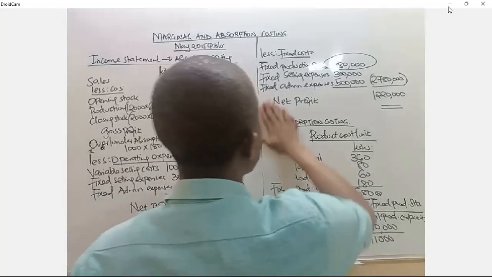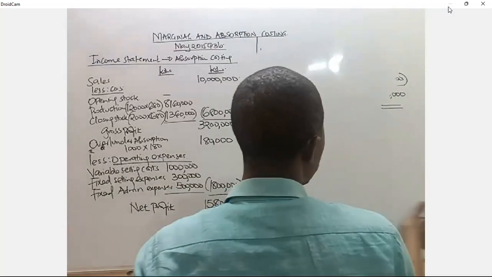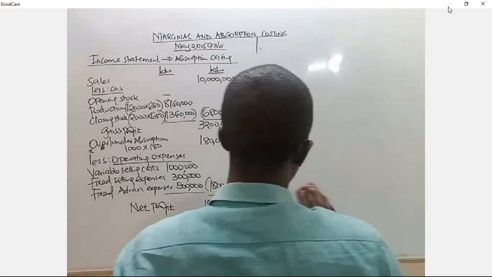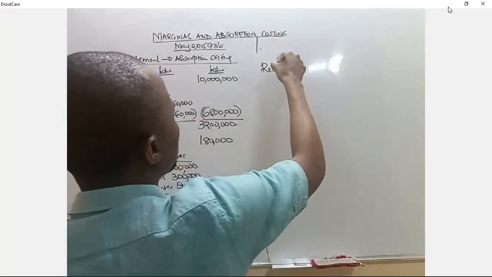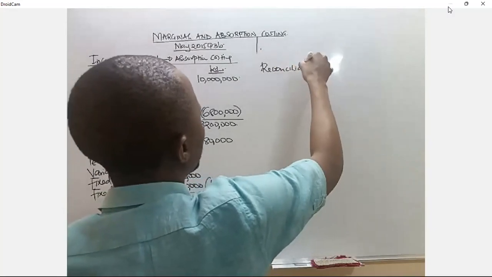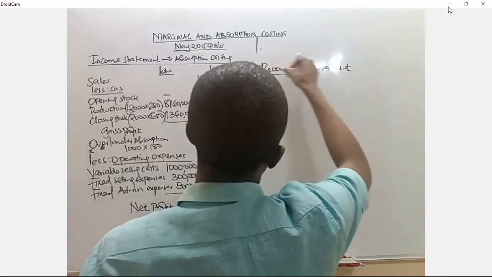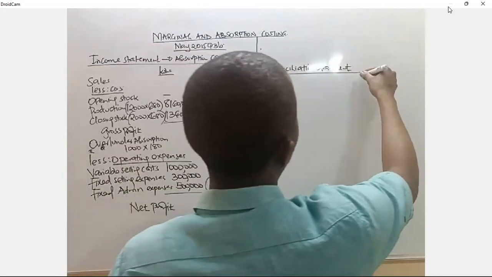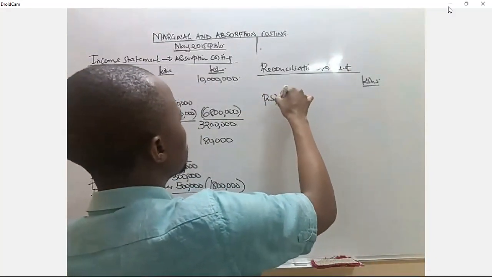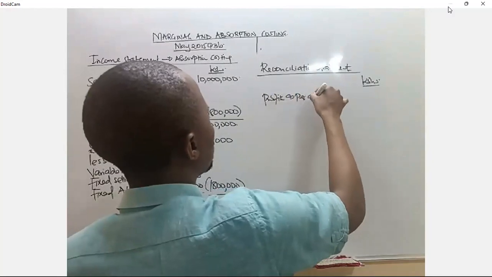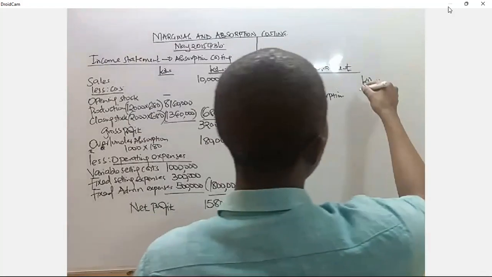Now, after this, sometimes the examiner might be asking you this question to reconcile. That is why I've told you, you need to be coming up with the reconciliation statements. In the reconciliation statement there, you're just going to be having one column of Kenya shillings. We start with the profit as per the absorption. Profit as per the absorption is 1,580,000.